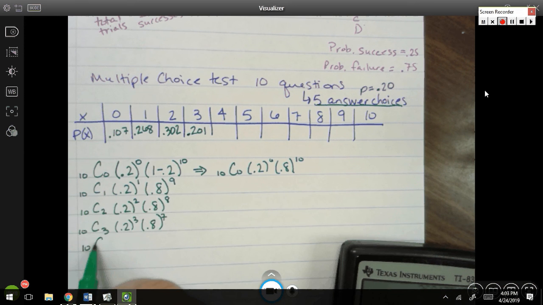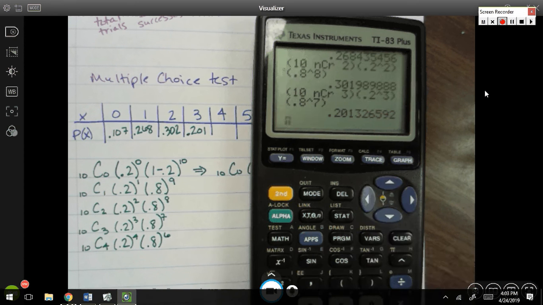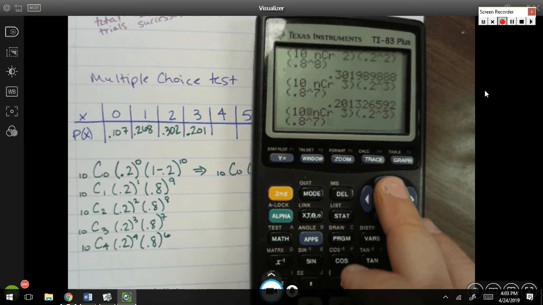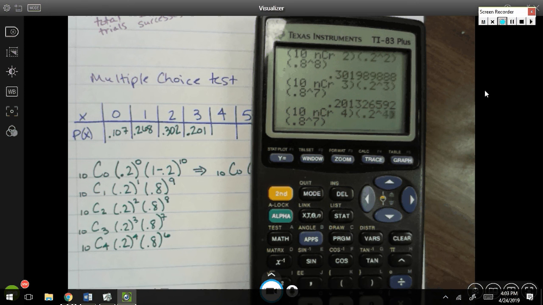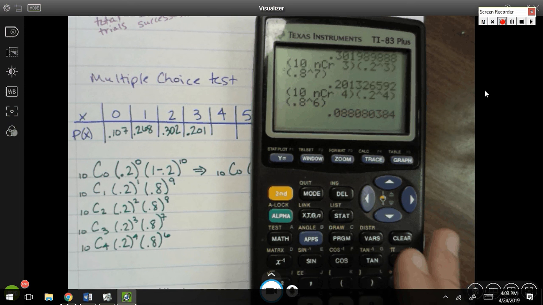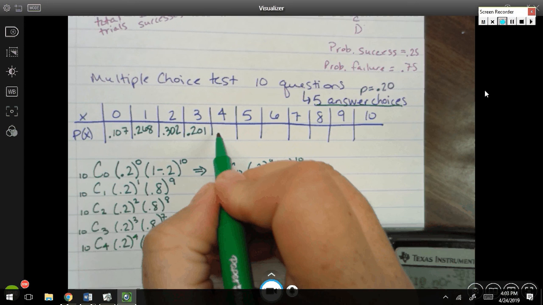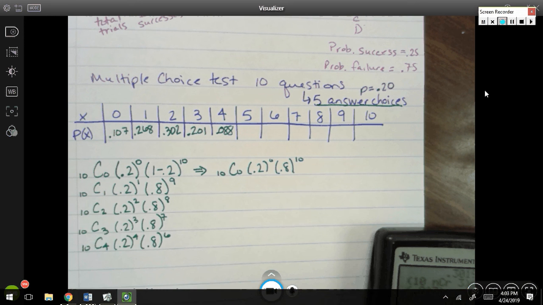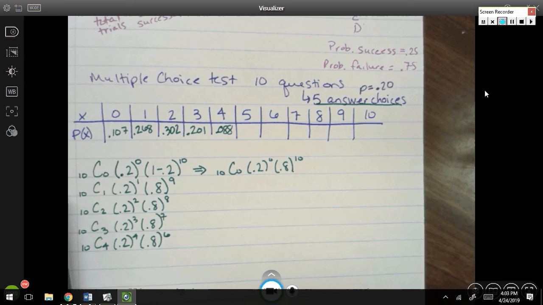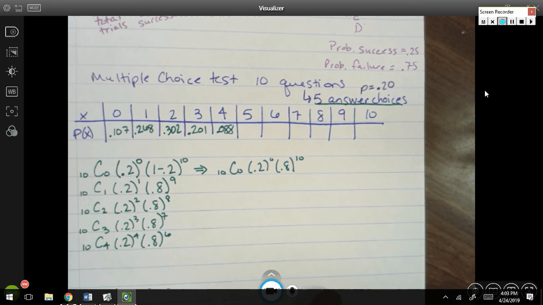All right, 10 choose 4. Let's do 4, 4, 6. 0.088. Yep, looks like I'm coming back down. All right, let's do 5 then.